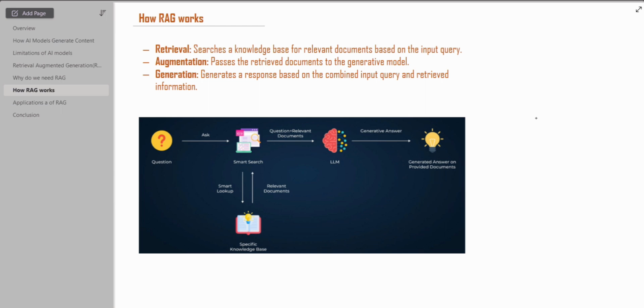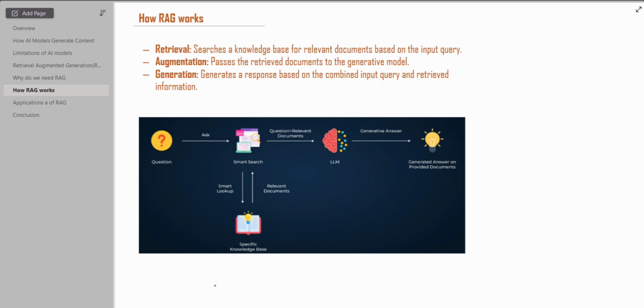Okay, so let's discuss how RAG works. It has three main steps: retrieval, augmentation, and generation. In retrieval, an information retrieval system searches a knowledge base or relevant documents based on user queries. The results, the documents it has received, are passed in the augmentation phase to the generator, which is nothing but a large language model. And then the large language model combines that with the user query to produce a response.